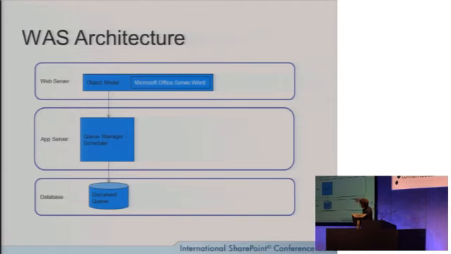So the app server has this queue manager and scheduler process, and effectively that stores that in the database that you set up when you created the Word Automation Services service application in your farm setup. That database is where all those queues of documents are stored. It doesn't store any of the documents themselves, it just stores some references to say, I've got some stuff I need to do, and next time it's going to run and do those.